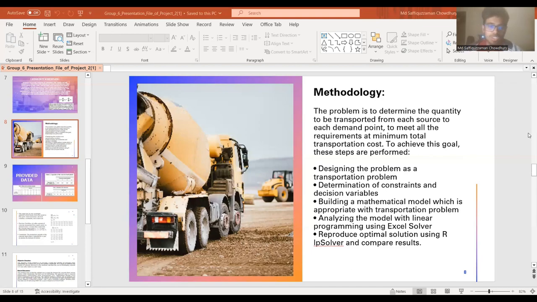After that, we reproduced the same result from the paper by using RStudio code. Then we compared the results we got from the RStudio code and the Excel Solver with the paper which was given by our professors, and the final result was the same in every section.